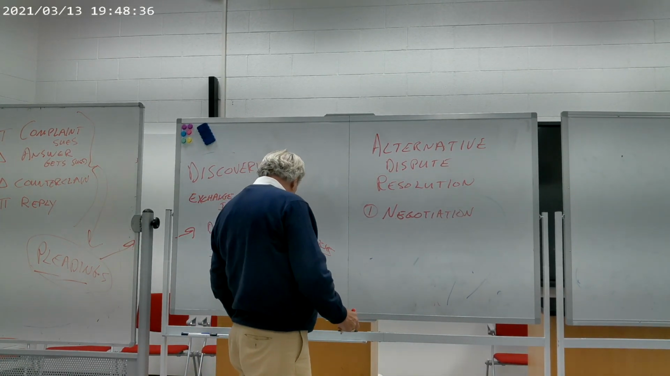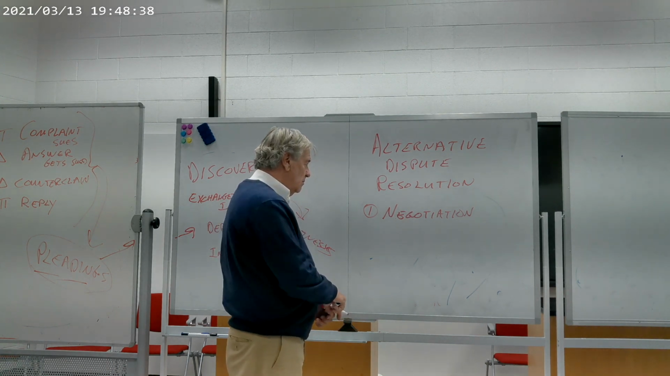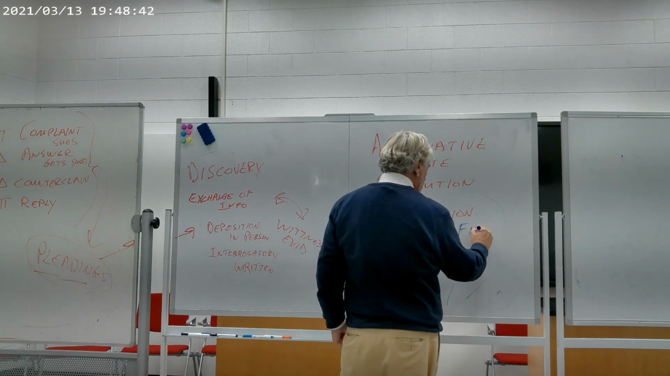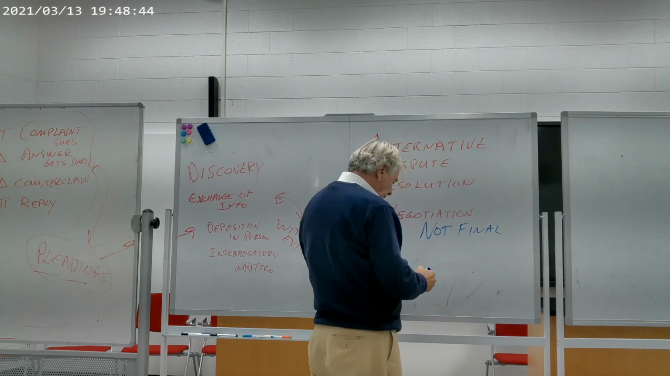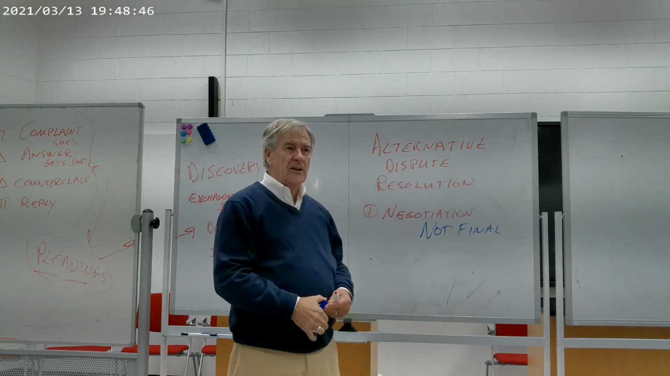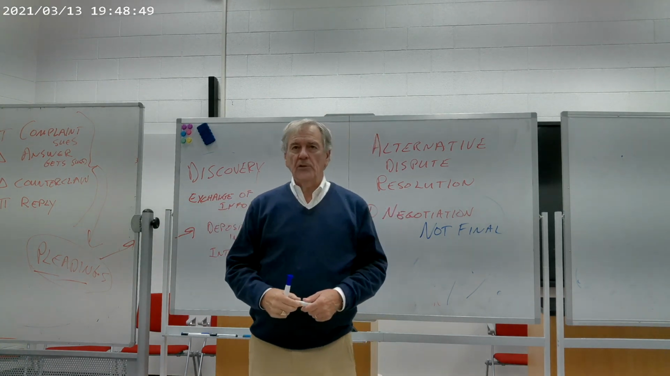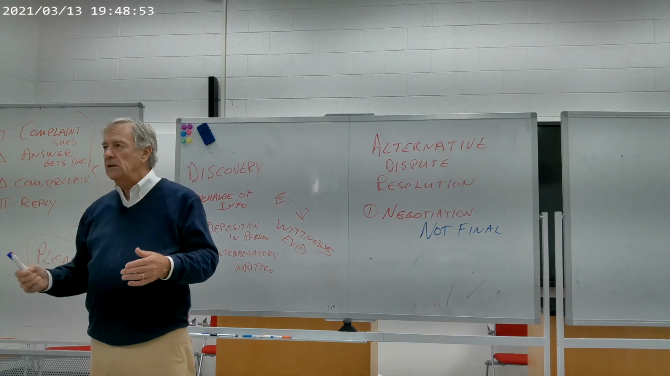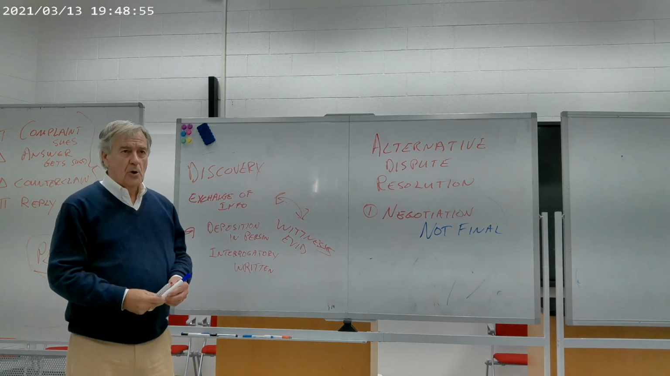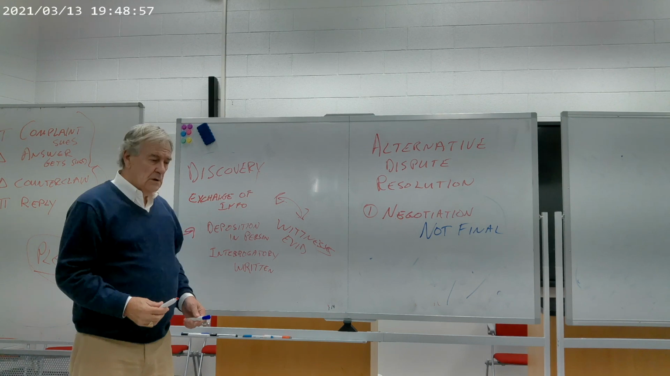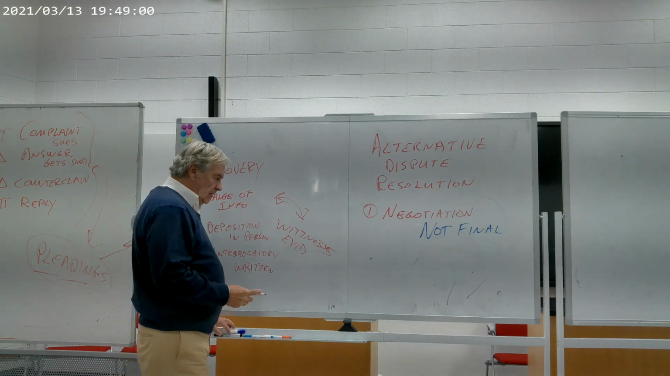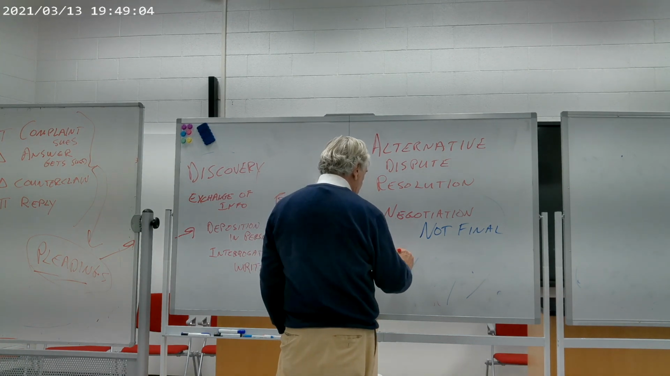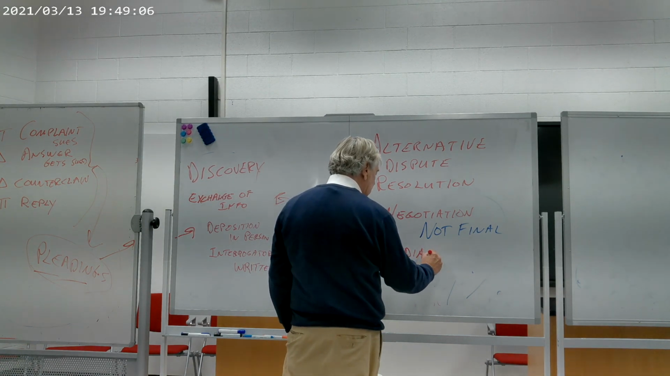What's the problem with negotiation? Not final. The two attorneys agree to split the difference, pay $5 million, and they go back to their clients, and the other client says, heck no, I want my day in court. I want to hold $10 million, or I'm not going to pay $5 million. So it's not final. So then we go to the second part of alternative dispute, which is mediation.